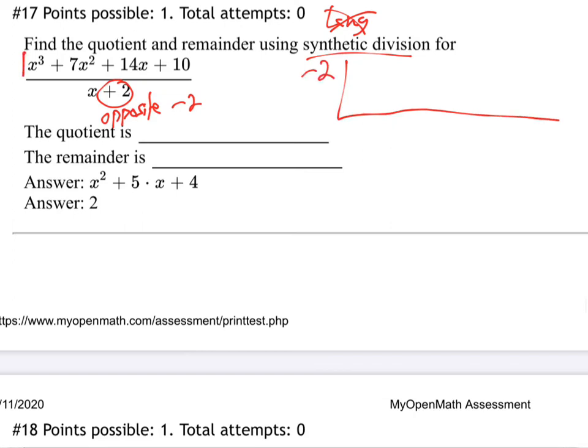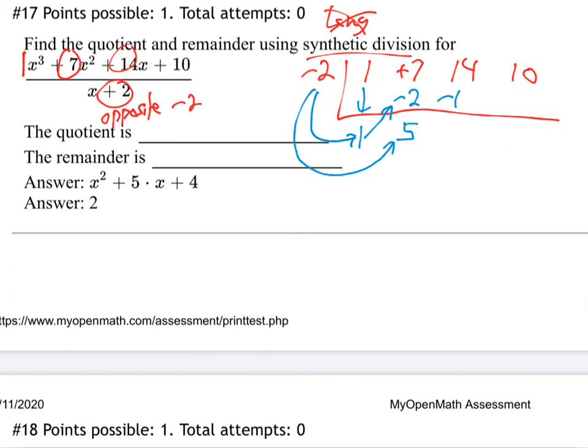You take these coefficients: 1, 7, 14, 10. And now you bring down the first number, 1, and then you swoop this way and you multiply. Negative 2 times 1 is negative 2. Then you add them up. 7 minus 2 is 5. And then you swoop again. Negative 2 times 5, negative 10. Add them up. 14 minus 10, 4. Then you swoop again. Negative 2 times 4, negative 8.